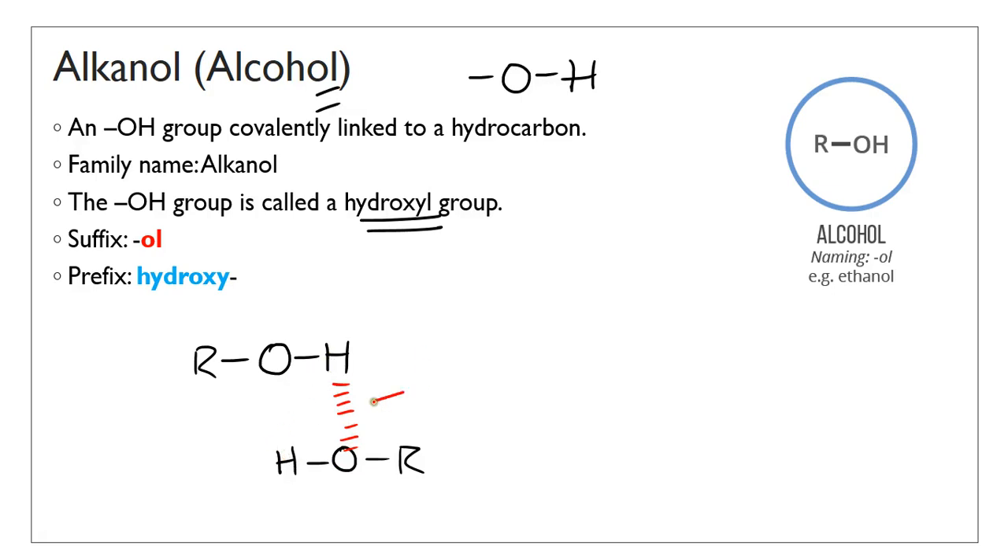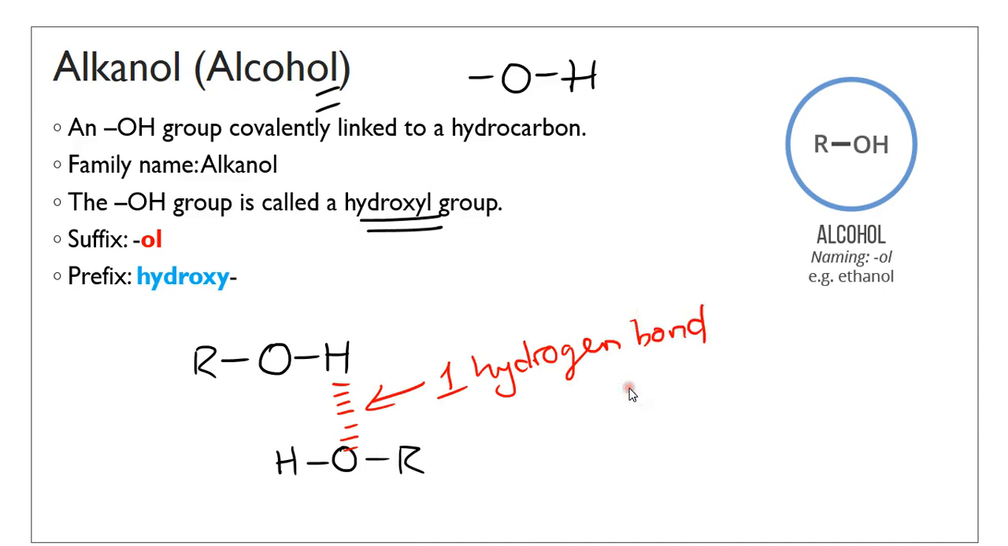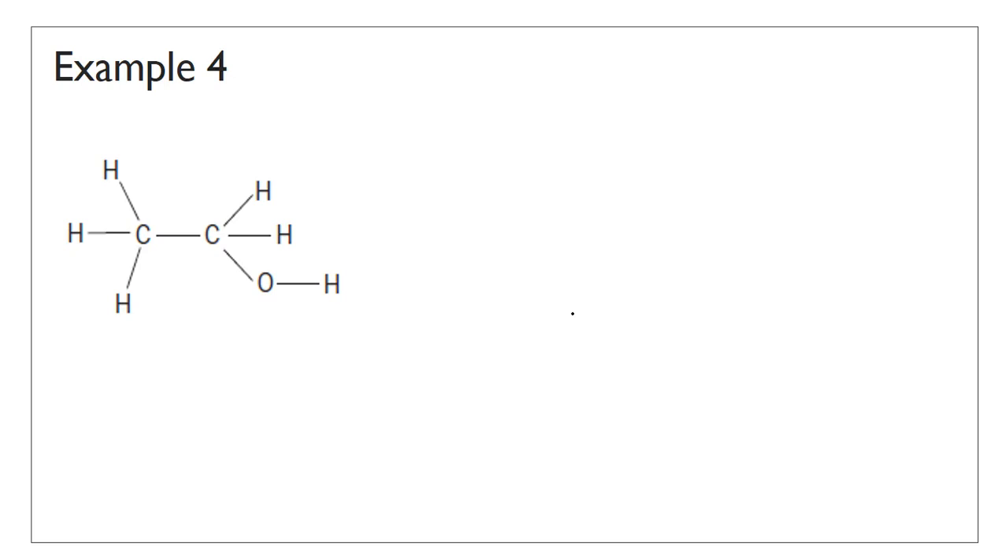So you will have 1 hydrogen bond between one OH and another OH. I'm just going to hack the shape here so it doesn't look like you can form another one. So only 2 carboxyl groups between 2 molecules can have 2 hydrogen bonds. This one only has 1 hydrogen bond. Okay. So let's talk about naming.